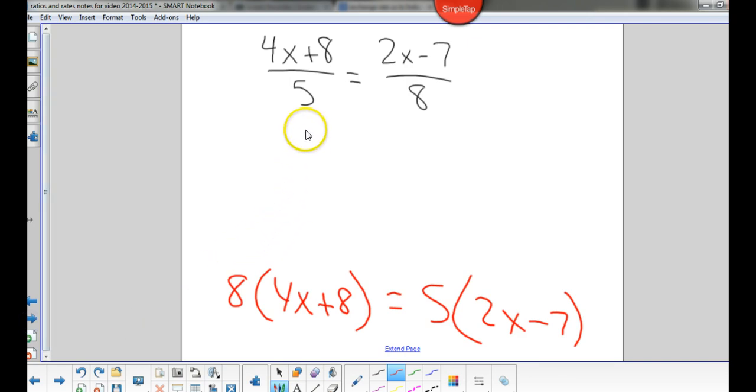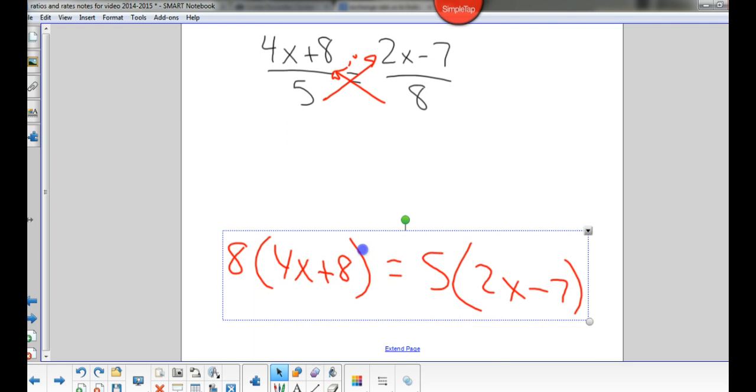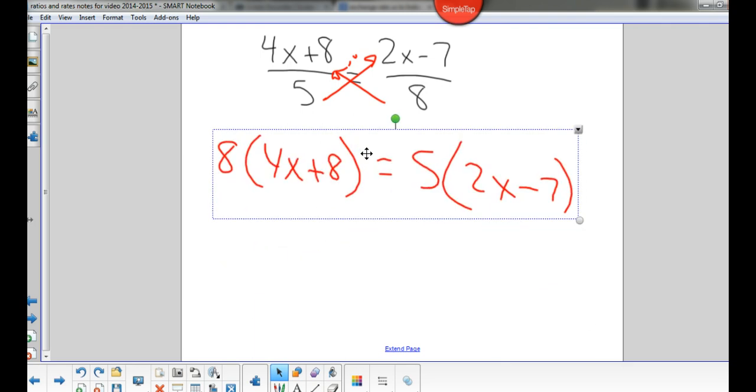All right. If we have an equation like this where we got more than one thing involved, cross products is the way to go. All right. When I do cross products here, make sure that you multiply up to the numerator, and when you multiply up, you're going to end up multiplying the 8 times 4x plus 8. Make sure that you distribute.